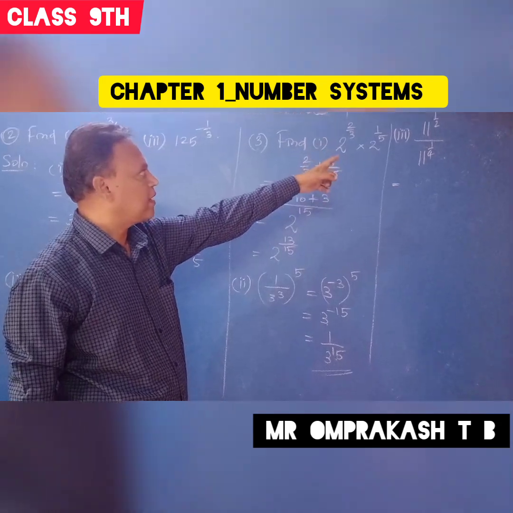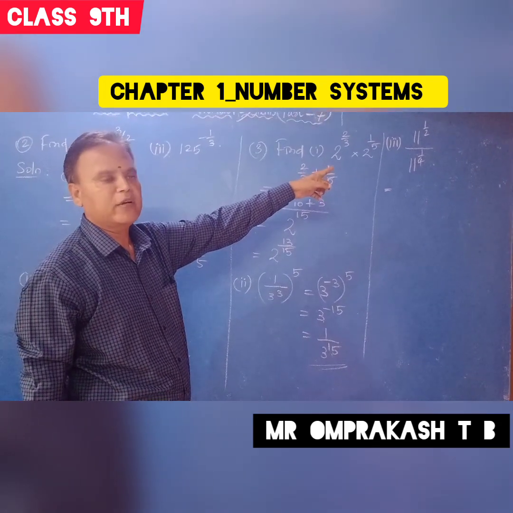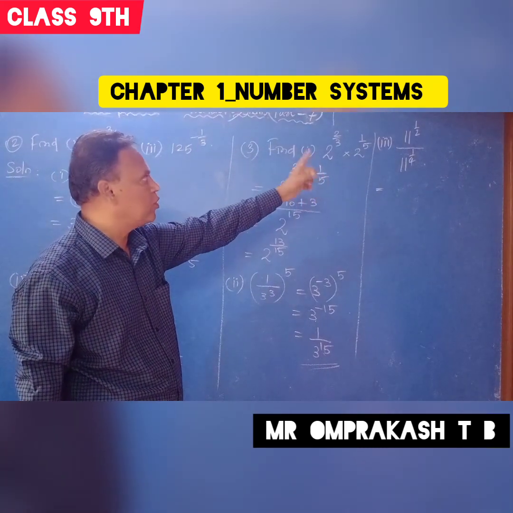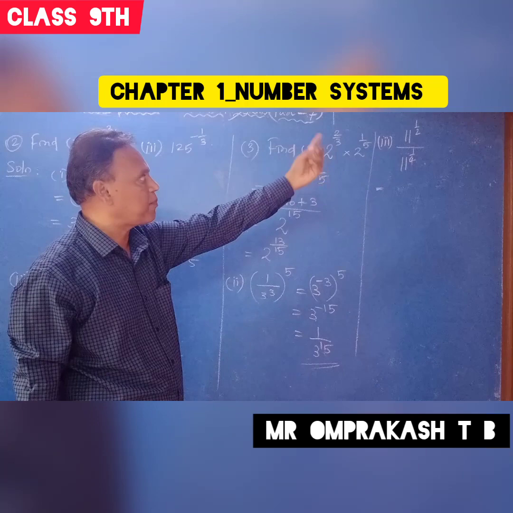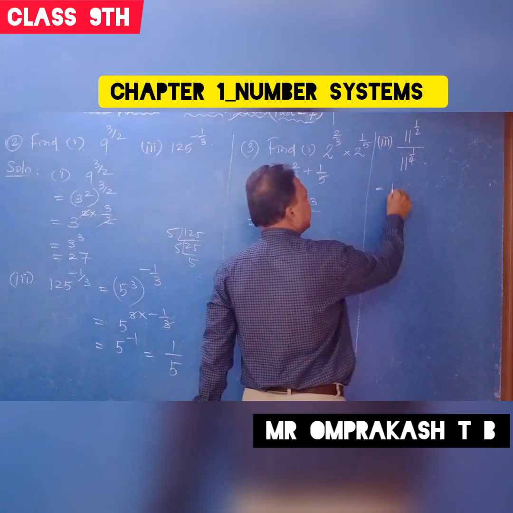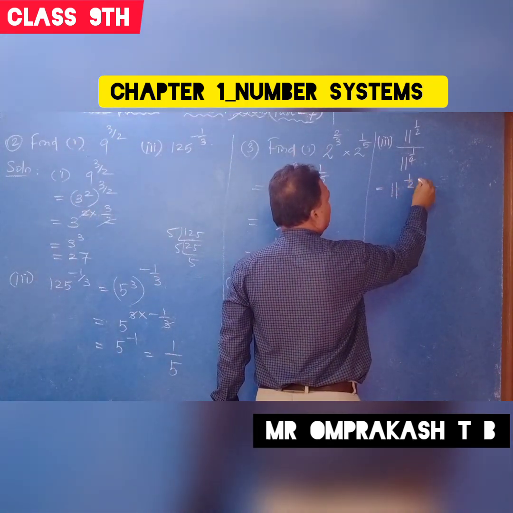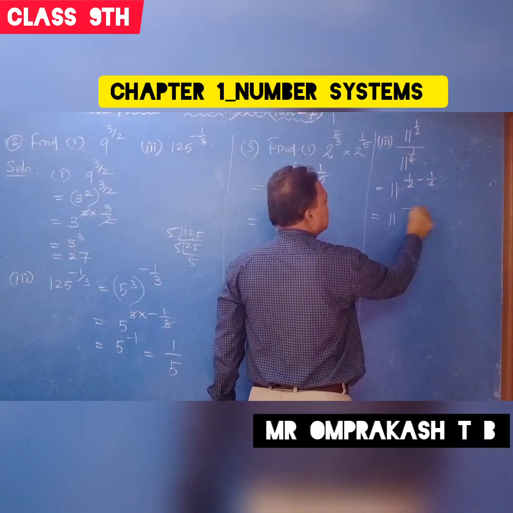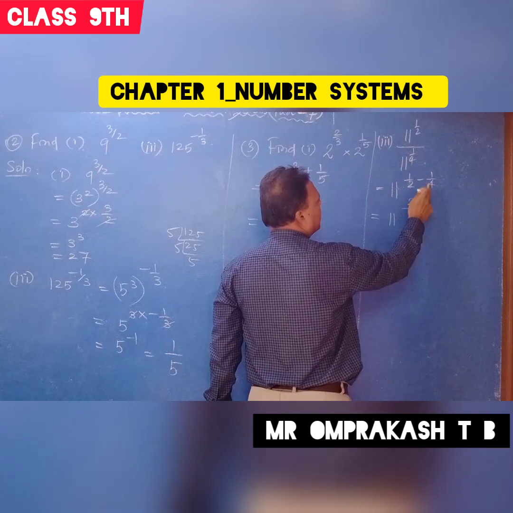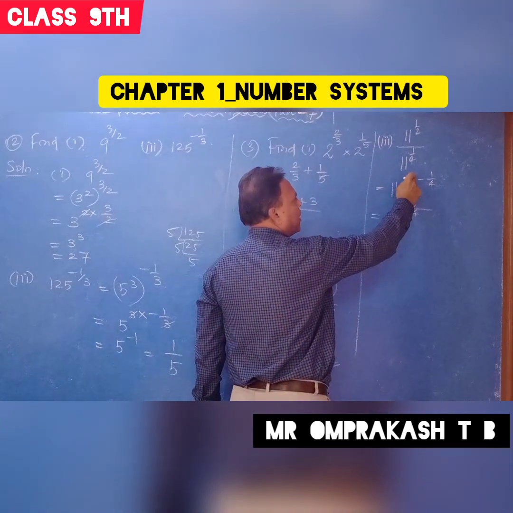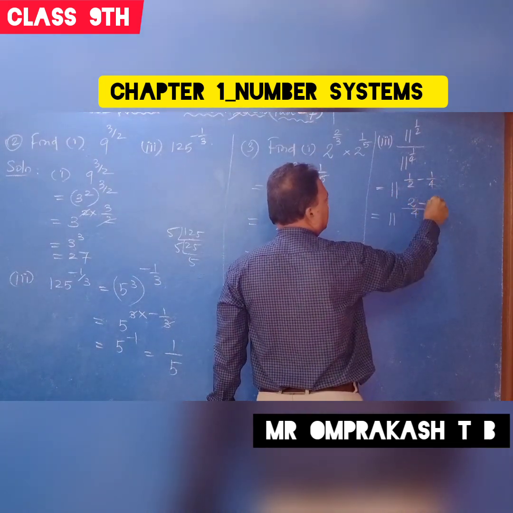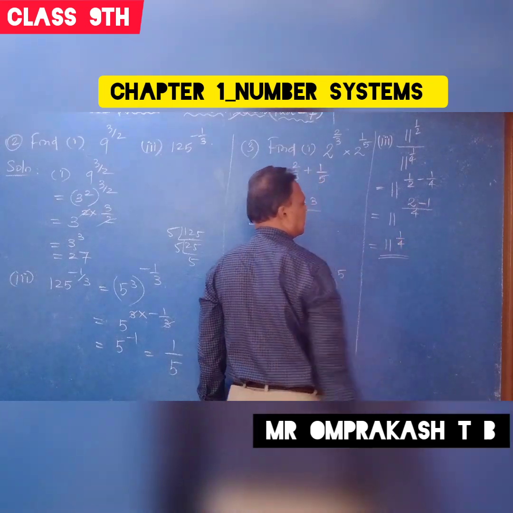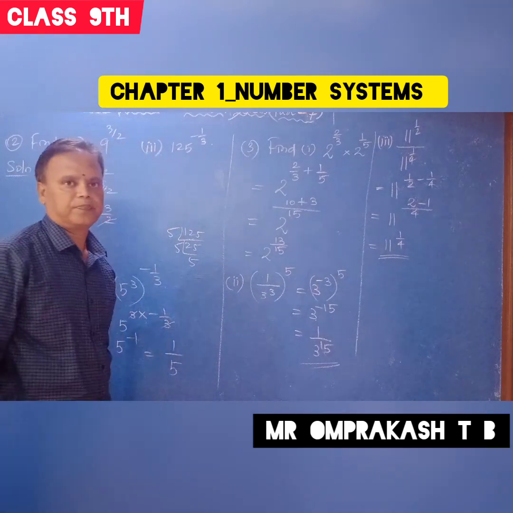Here you apply the quotient rule, because the base in the numerator and denominator is the same. So the quotient rule you have to apply, which means you have to subtract the powers. 11 base you write as it is. Subtract the powers: 1 by 2 minus 1 by 4. Take LCM, 4 is the LCM. So 2 into 1 is 2, minus 1 already there. So 11 power 1 by 4.